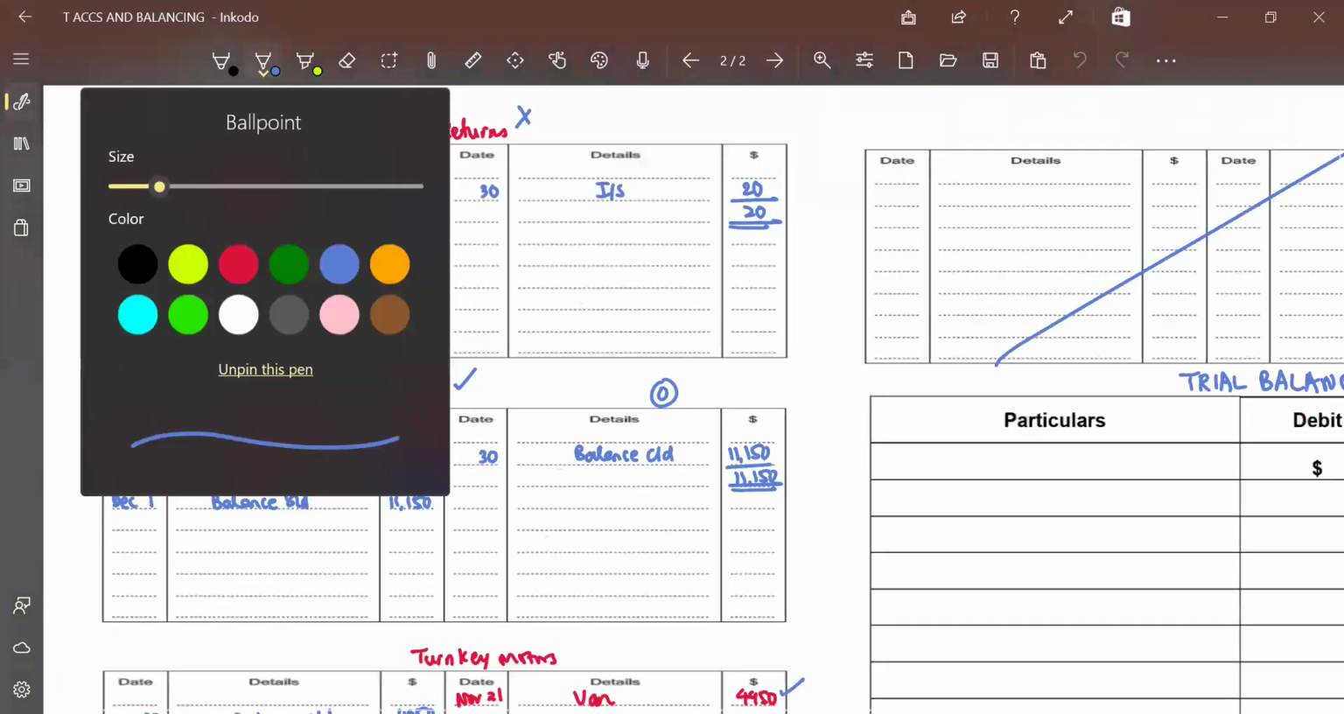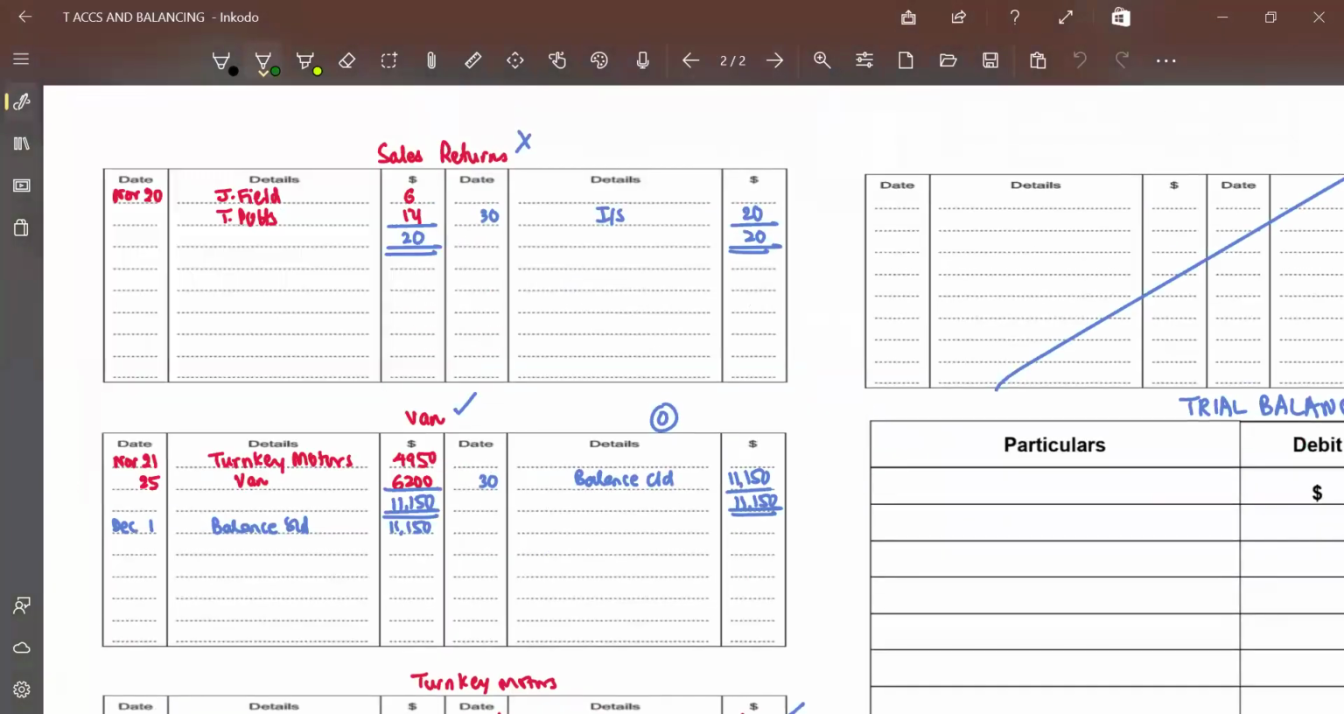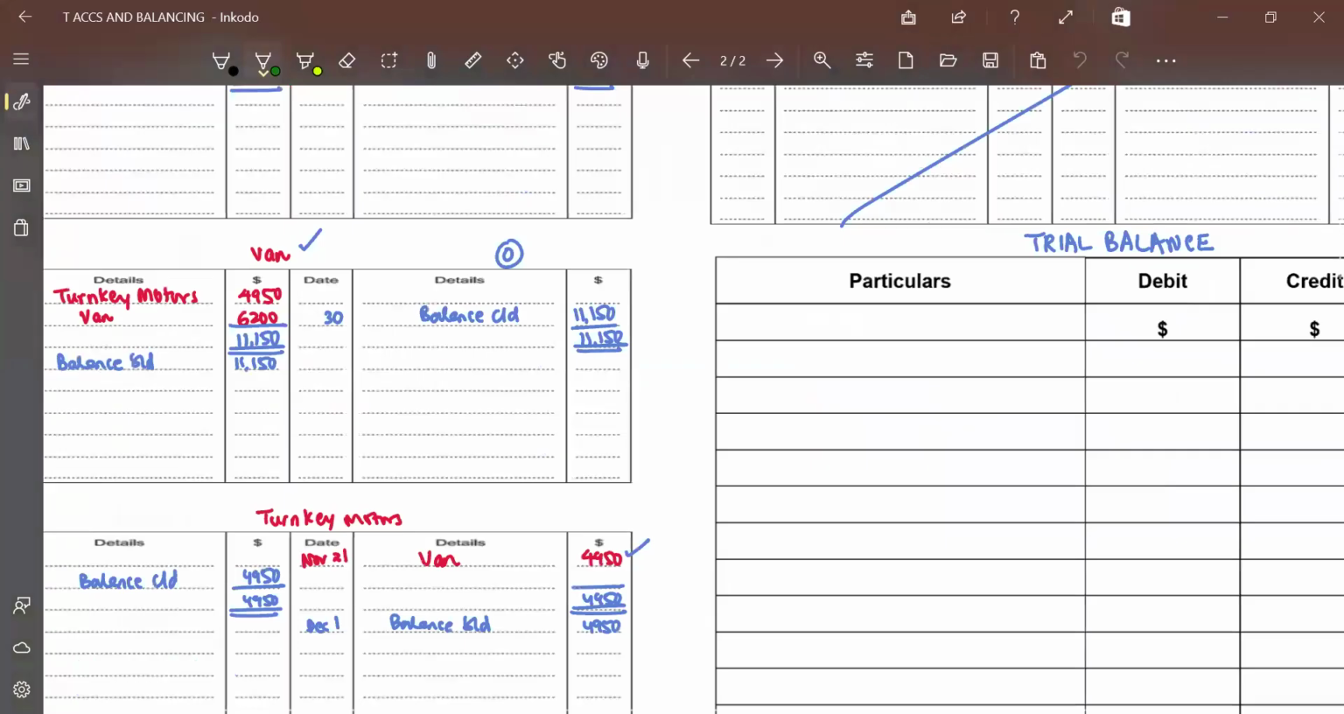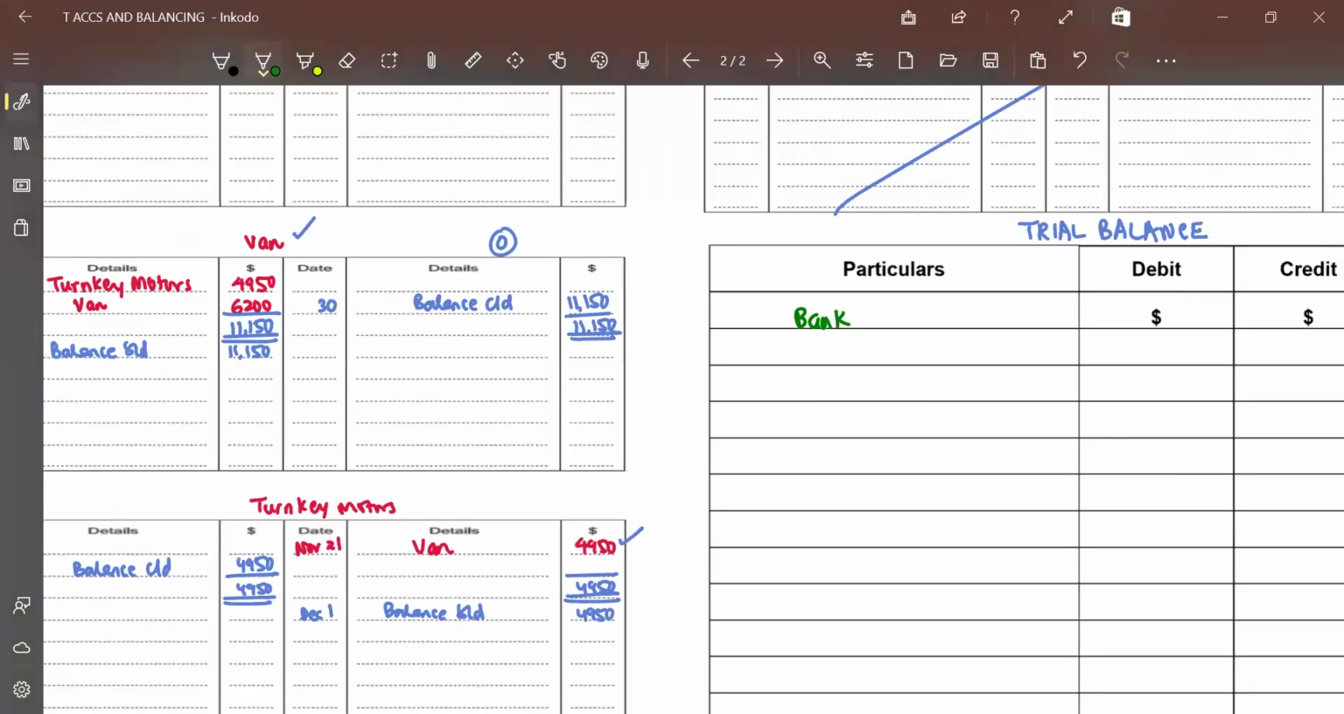You write down 7536 in the trial balance. You write down bank, because the balance brought down was, sorry, my bad, bank. The balance brought down was on the debit side. You write down 7536 on the debit side.